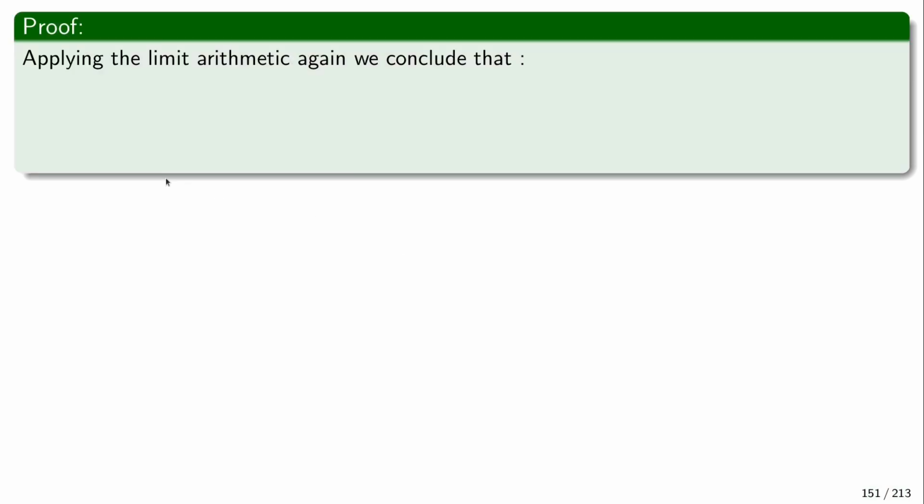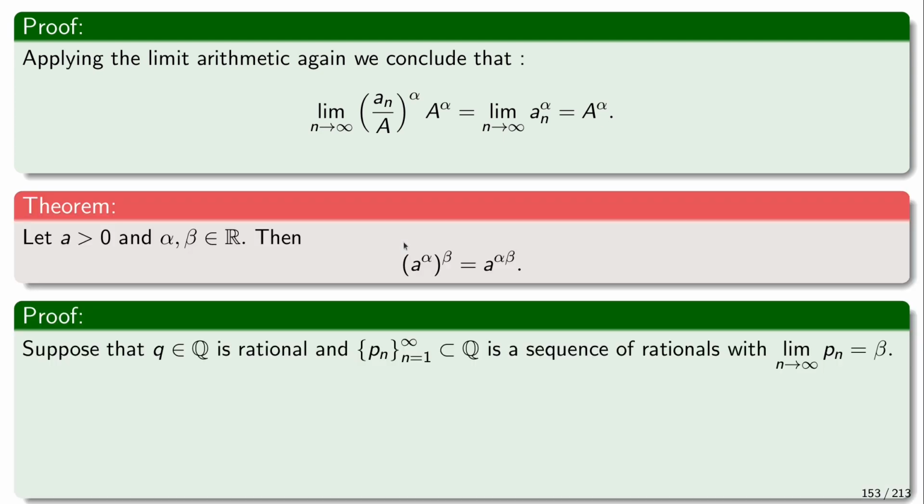And then since this limit is 1, we can apply the limit arithmetic theorem again, but now to this sequence where we multiply it by a to the power of alpha. And now this sequence, using the properties of the exponent, is identically equal to the sequence an to the power of alpha. But on the other hand, since this limit is 1, this equals a to the power of alpha. Yeah, nice, isn't it? So we've just generalized.